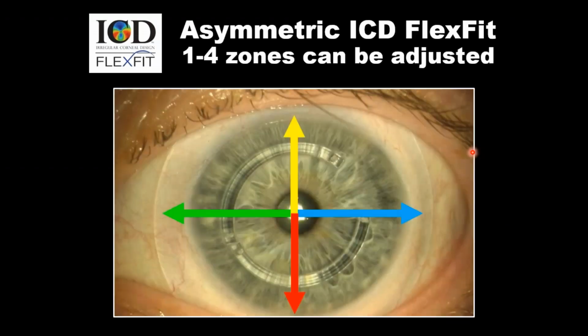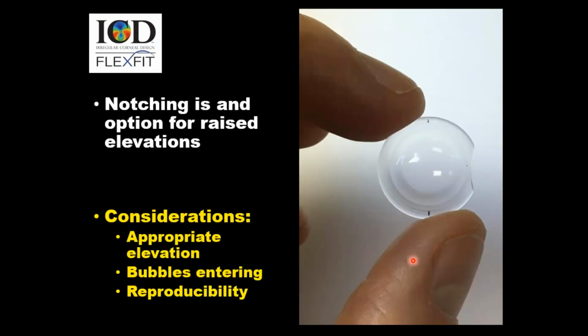If you can use the asymmetric surface, then you have better reproducibility and you're more likely to land the lens down appropriately 360 degrees around. But notching can be done when we need it. And again, it will be a worst case scenario situation.